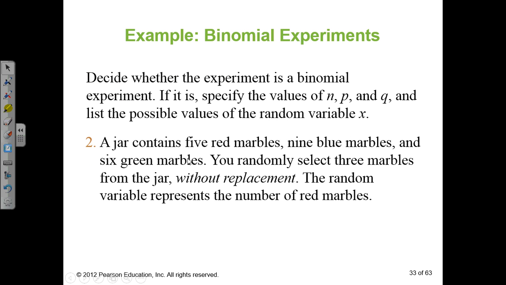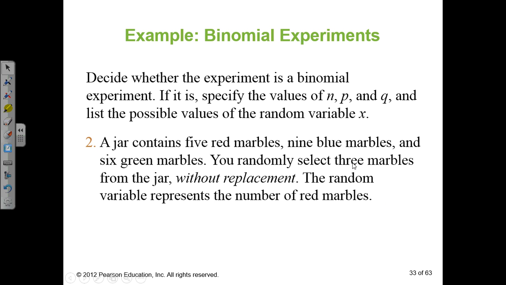Now this one, we have a jar, and we have 5 red marbles, 9 blue marbles, and 6 green marbles. We randomly select 3 marbles. Is this a binomial experiment? Well, there really are only 2 possible outcomes because we're looking at red or not red. There's a fixed number of trials. We're going to select 3.